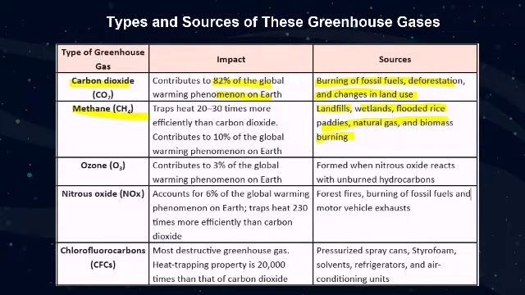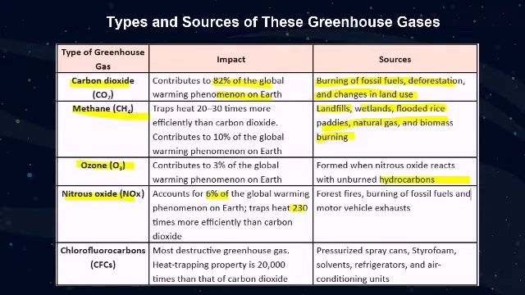Next is ozone, which contributes 3% of the global warming phenomenon on Earth, formed when nitrous oxide reacts with unburned hydrocarbons. Next is nitrous oxides, which account for 6% of the global warming phenomenon on Earth and trap heat 230 times more efficiently than carbon dioxide. Sources are forest fires, burning of fossil fuels, and motor vehicle exhaust.